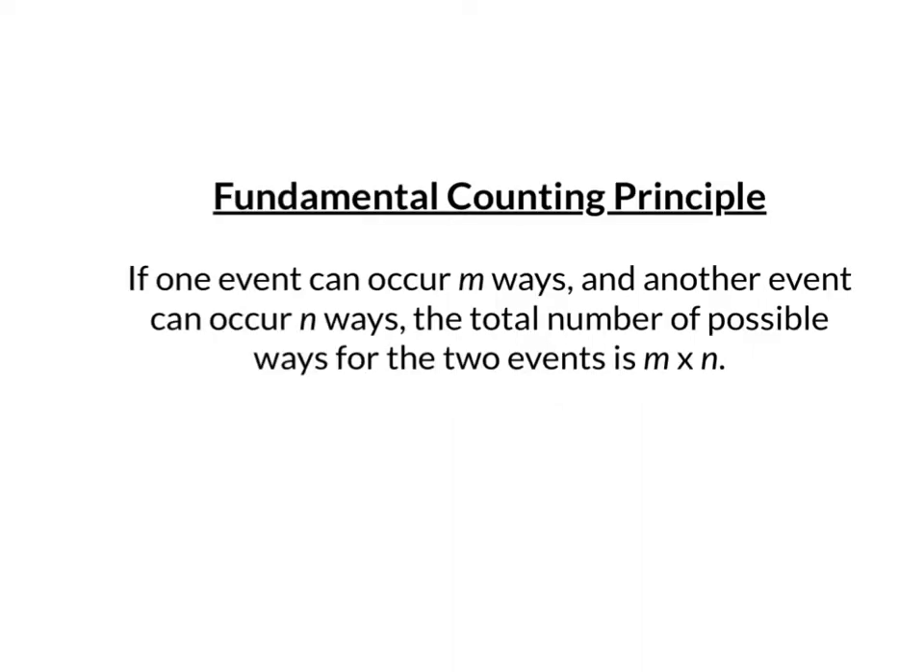Fundamental counting principle is when one event can occur m ways and another event can occur n ways. The total number of possible ways for the two events to occur is m times n. So whatever the first event can occur, m ways, you're going to do m, and you're going to multiply by the times the second event can happen. And if you have a third event, you're going to keep on multiplying.